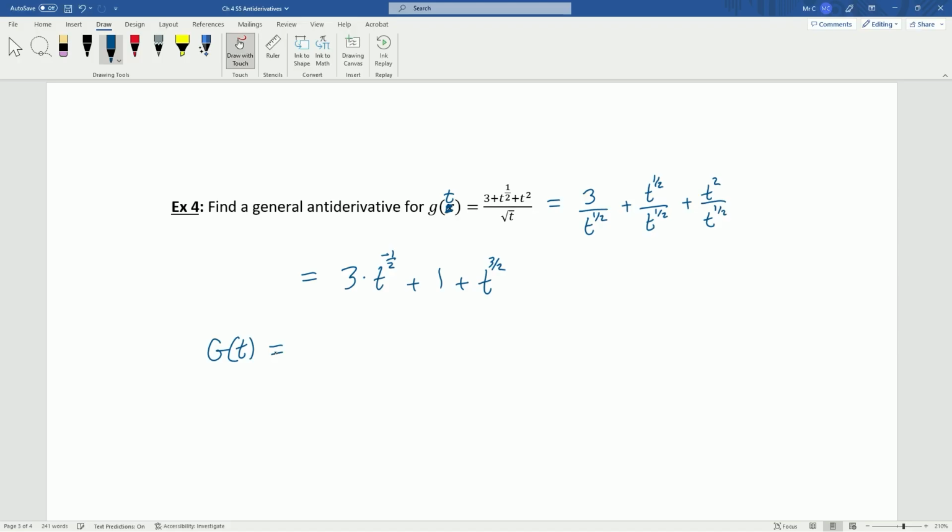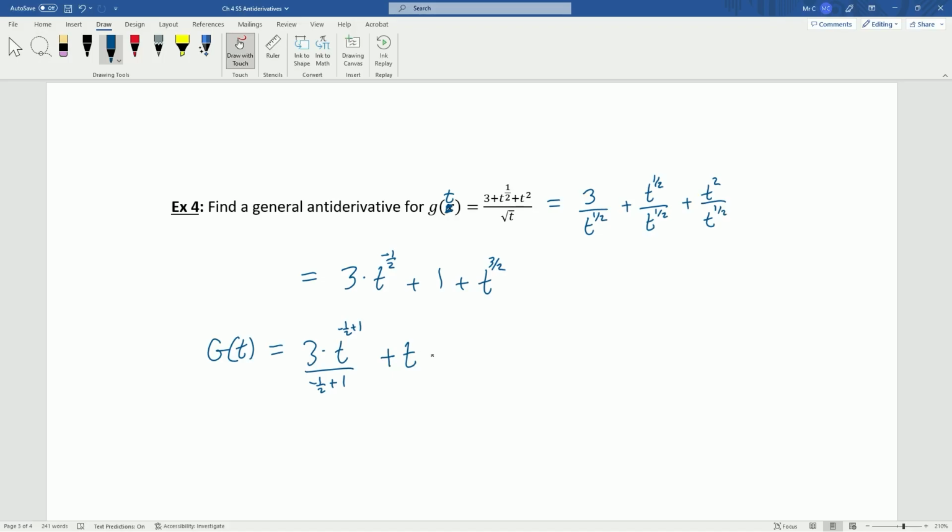All right, well, let's take a look. We've got 3 times, so we increase our power by 1. This becomes t to the 1/2. So, you know, I can maybe write that step out really carefully. Negative 1/2 plus 1 divided by the new power. Negative 1/2 plus 1. Plus, we've got 1. Well, the antiderivative is just x. The derivative of x is 1. The antiderivative of 1 is x. 1 is t. Again, our variable is t here.